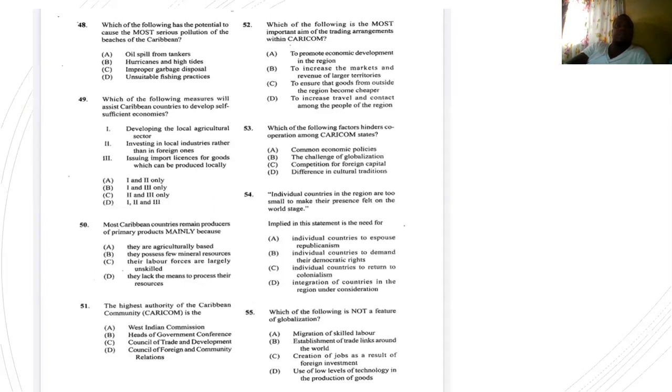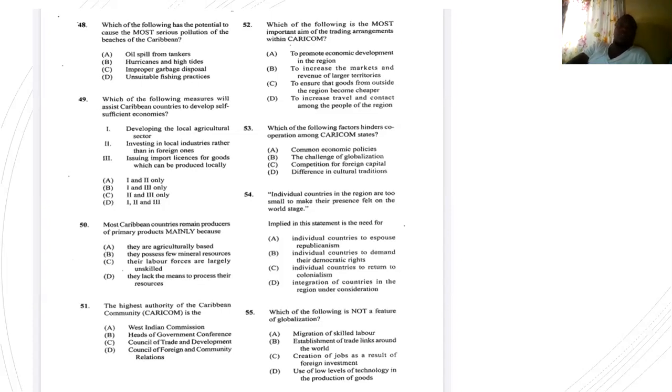Number 48. Which of the following has the potential to cause the most serious pollution of beaches in the Caribbean? This is another repeated question, and I've said why. A, oil spill from tankers. B, hurricanes and high tides. C, improper garbage disposal. D, unsuitable fishing practices. All of them have the potential to cause serious pollution.